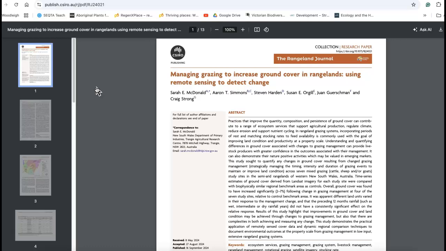to their email list, I suppose, and I get lots of different papers. This one's really good because it's about regeneration. So managing grazing to increase ground cover in rangelands using remote sensing to detect change. We've got a bunch of authors there.